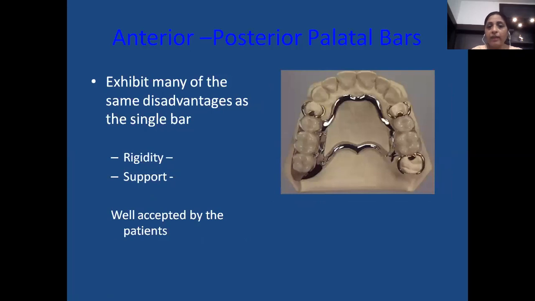Anterior posterior palatal bar: again, this covers very little hard palate, and that is why it is mostly accepted by the patient. Support and rigidity are compromised, so it has the same indications and the same contraindications as the palatal bar has.